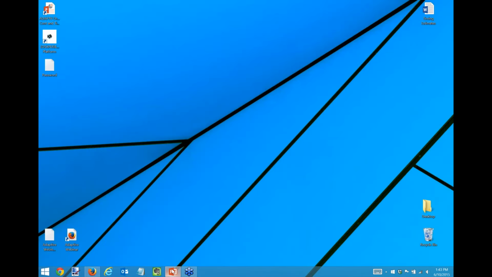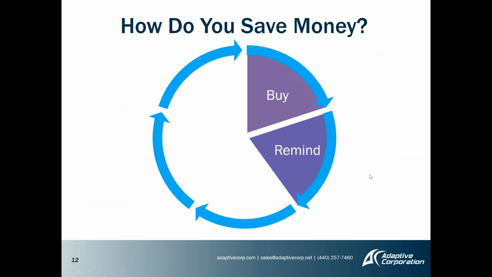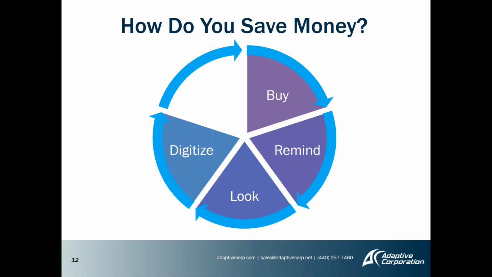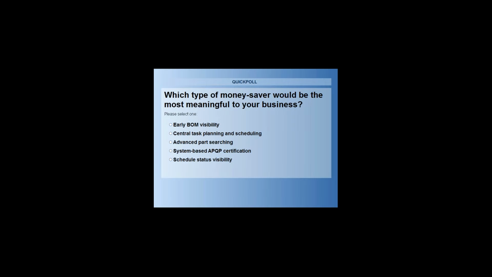All right, so back over to the PowerPoint because I've got a question for you here as well. Right, we talked about saving money. I had 5 areas here about buying parts, about getting reminders, taking a look for parts for reuse, digitizing your compliance process, and warning when things are about to be behind. So my question to you on a poll here is, which type of money saver would be the most meaningful to your business? So again, we'll fire up the poll. You see your 5 choices there. And I'll ask you to select from these 5 to pick the one that you think is most meaningful for your business. We'll wait a minute while everybody takes a few minutes to answer.